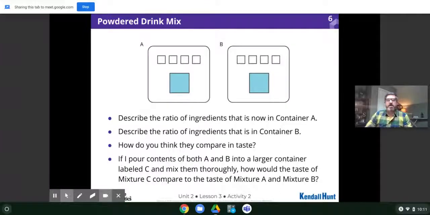Nice job. Okay, so we're going to describe the ratio of ingredients here that we see. So in container A that we see here now, what is the ratio of the powdered drink mix to cups of water? Can you tell me? Remember, the white squares are the drink mix and the blue square is the cup of water. So what's the ratio of drink mix to water in container A? 4:1. 4:1, exactly right. Nice job.